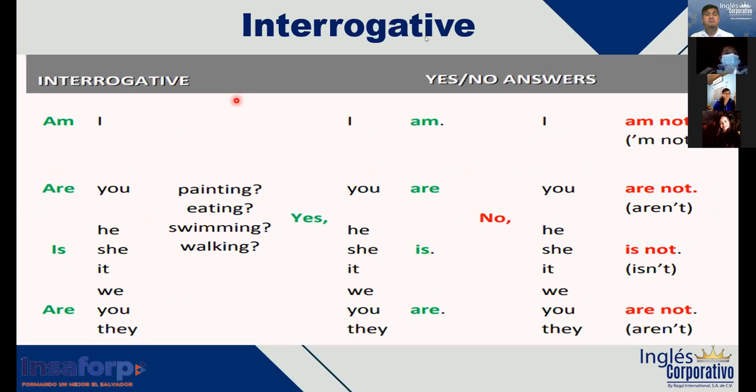We can also, guys, make questions or interrogatives with the present continuous. It's not actually that difficult, because what we normally do for a simple question is only move the verb be to the beginning, then the subject or pronoun, and then the main verb in -ing. We are going to call these yes or no questions, because if I ask you, for example, Maria Luz de Nieto, are you eating?